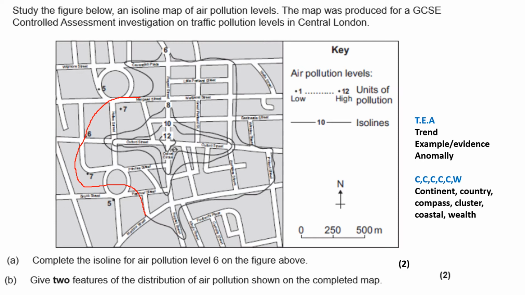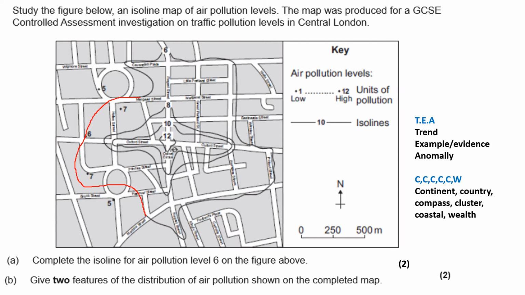Let's have a look at question B. Give 2 features of the distribution of air pollution shown on the completed map. That's why we needed to do that first question. So 2 features of the distribution. Distribution means the spread of air pollution. Now, I've told you before, you always get distribution questions in exams.